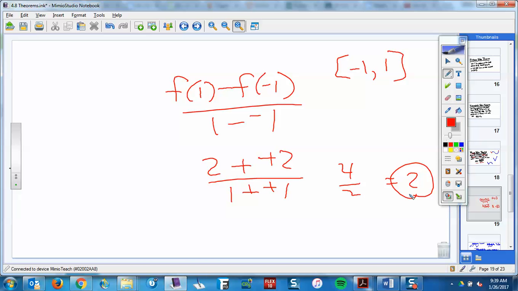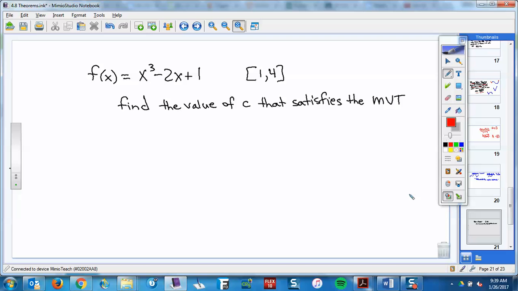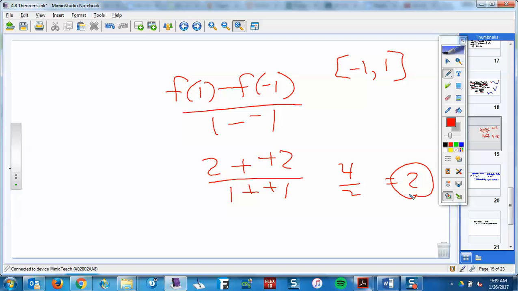And I know sometimes I've had people just do the derivative, set it equal to 2, and find the place where it was 2, which sometimes you have to do, right? Sometimes, like in this problem, find the value c that satisfies the mean value theorem. That's the one we did yesterday, I think. Well, plug in your 1 and your 4, find the slope between the endpoints first, then do the derivative and set it equal, okay? All right, so kind of a minor thing.